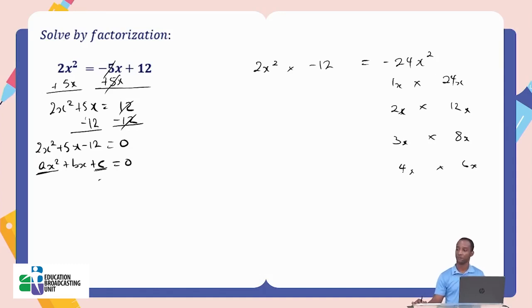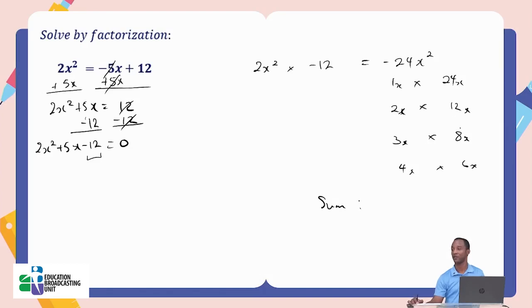Okay, now remember what we said. We're looking for the pair that when added will give us the middle term. And the middle term that we're looking at here is positive 5x. Now because the last term that we have here is negative, it means that one of these terms has to be positive and one has to be negative in order for us to get the negative 24x squared, since positive times positive does not give us negative. So let's see which pair would actually give us the positive 5x. Since one has to be positive and one has to be negative, we're looking for the pair that when added gives us positive 5x.